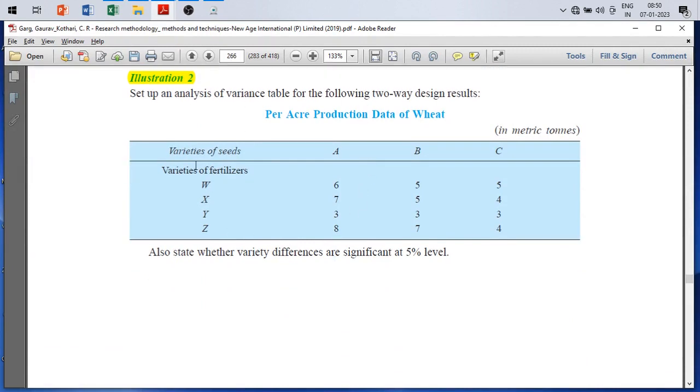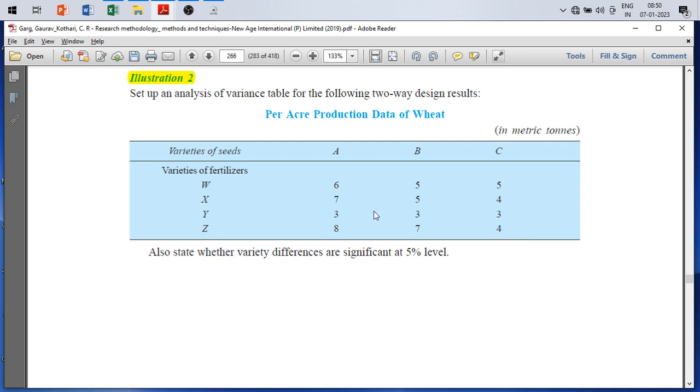So here you see there are three varieties of seeds, A, B, and C, and there are four varieties of fertilizers, W, X, Y, Z. Okay, and data is given. When you use seed A and fertilizer W, the production is 6 metric ton. So like that, the production is given. Okay, so this will come in the category of two-way ANOVA. And this is two-way ANOVA without repeated values.